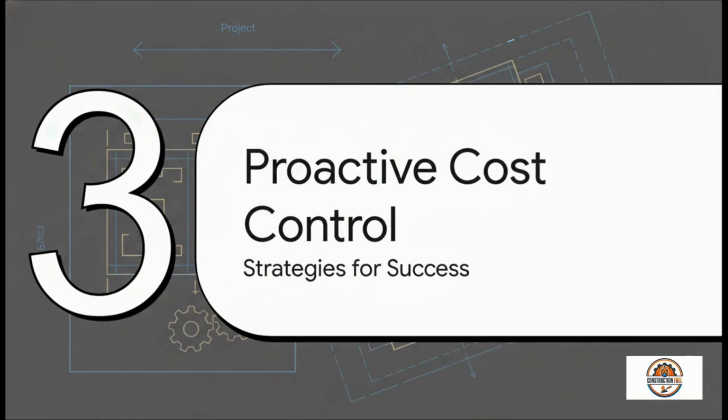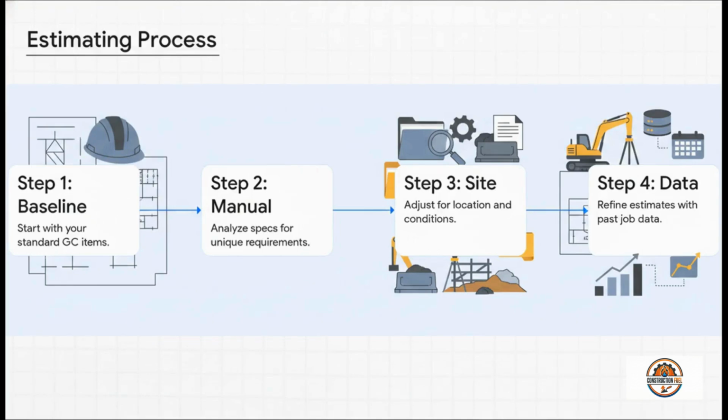All right, enough about the problems, let's talk solutions. This is all about shifting from being reactive to being proactive, using the same strategies that winning teams use to get a handle on these costs from day one. Look, a professional estimate is not guesswork. It's a process. It's methodical. First, you start with your baseline, the standard stuff you need on any project. Step 2, you absolutely dissect the project manual for any unique requirements. Then you adjust for the realities of that specific site, the location, the access. And finally, you fine-tune the whole thing with real historical data from similar jobs you've done. This 4-step method is how you turn a wild guess into a reliable forecast.